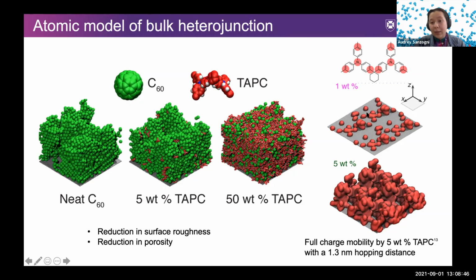Yeah. And at 1 weight percent, we can see the networks stop quite close to the substrate, but at 5 weight percent, assuming the holes can hop about 1.3 nanometers, this network penetrates quite deep into the layer. So we have an answer as to why a bulk heterojunction with a low donor weight percent can still have quite a high efficiency.